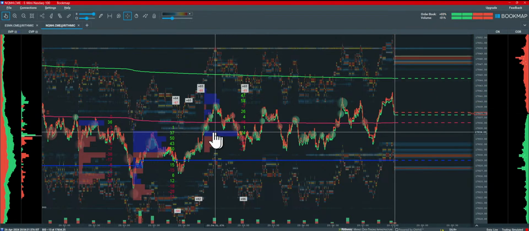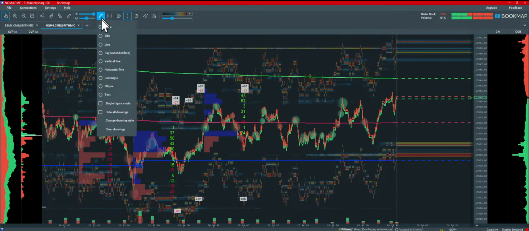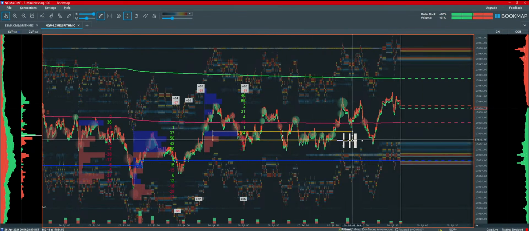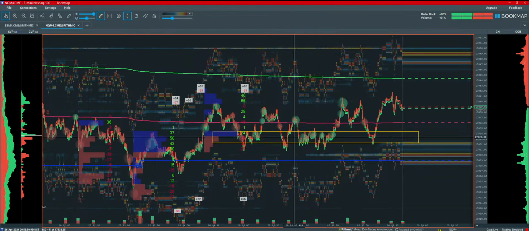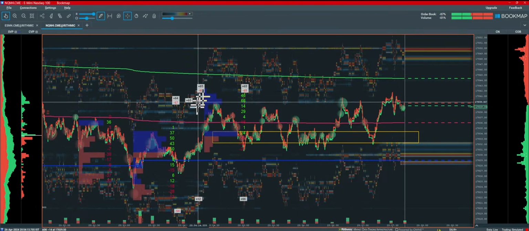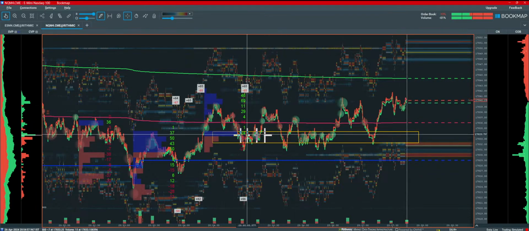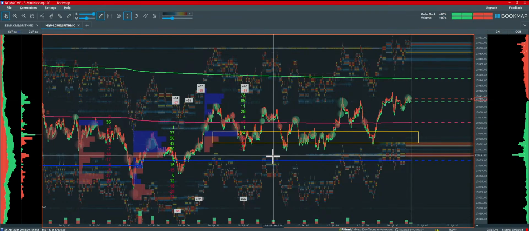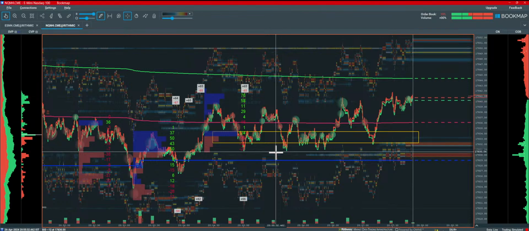By that I mean that this is the zone. I will just draw the rectangle as well. So now by combining so many features and tools, like the anchored VWAP and the footprint and of course the heat map, you can see so many things that are happening together, and build a context around where you want to trade and where you rather do not want to trade.